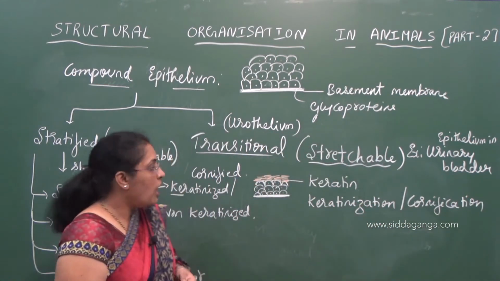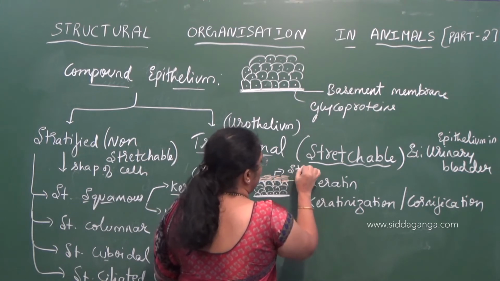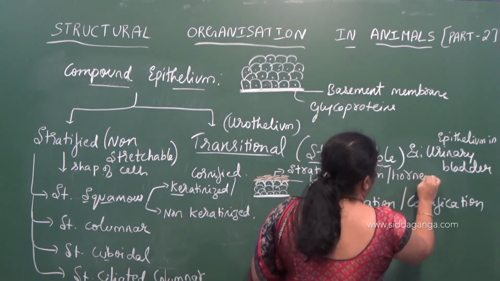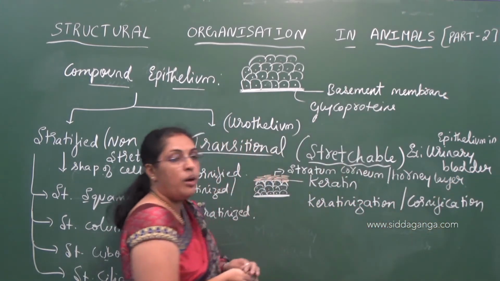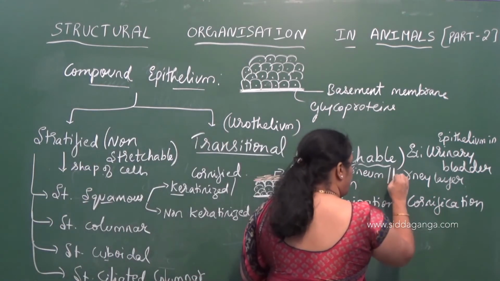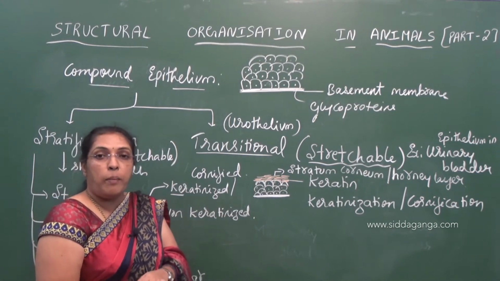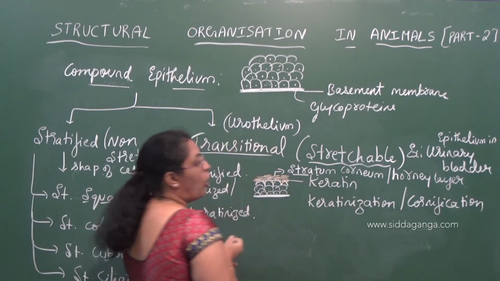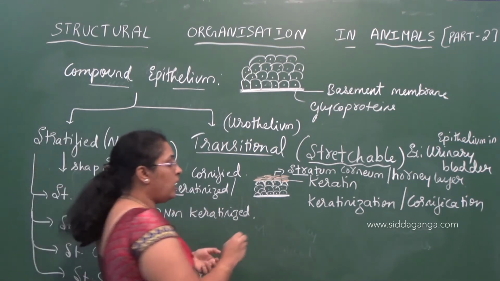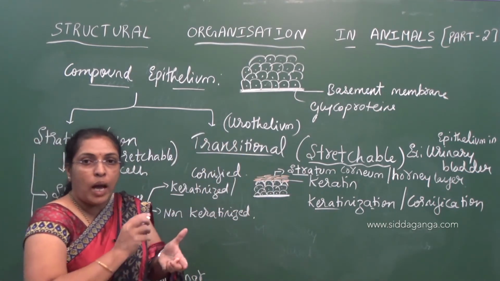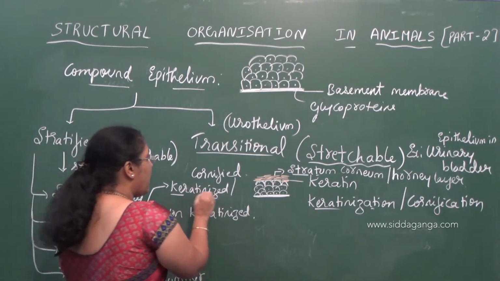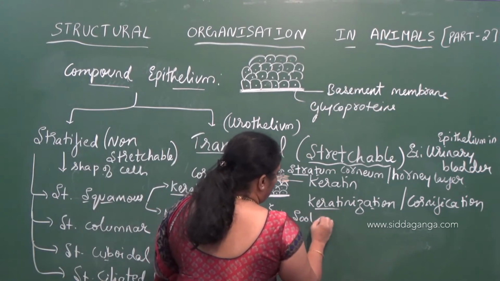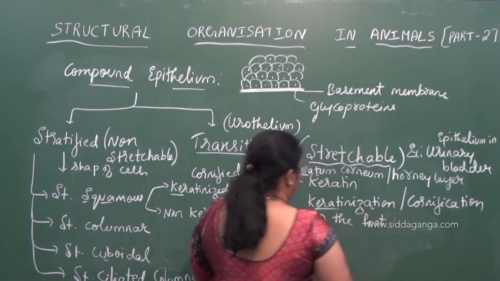That layer is called stratum corneum or horny layer. Understood? The deposition of keratin on the upper surface will lead to the death of that layer, so that layer is called stratum corneum or horny layer. That process of deposition of keratin is nothing but keratinization or cornification. The type of epithelium which has keratin on its surface is called keratinized epithelium or cornified epithelium. This type of epithelium is seen in the sole of the foot.